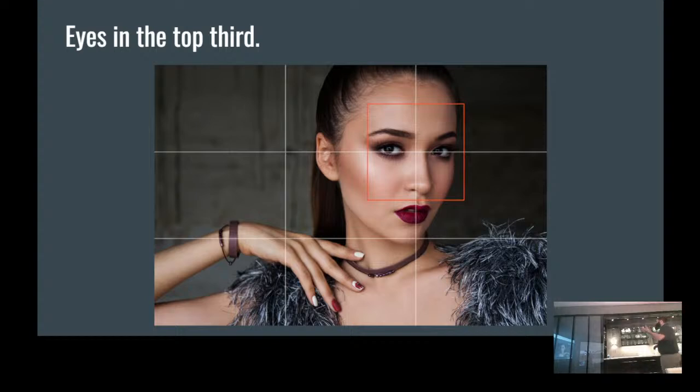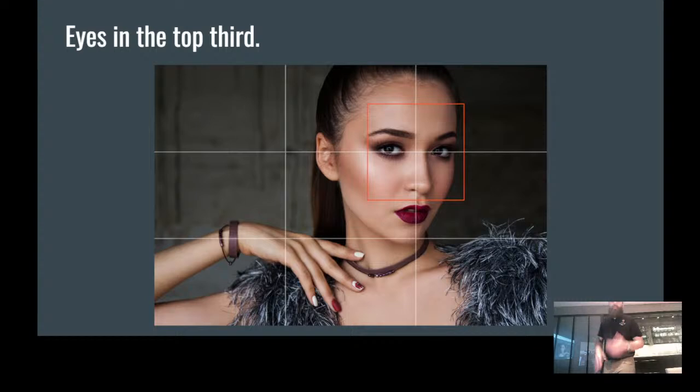By keeping the eyes in the top third of the image, it's a natural way for us to look at a portrait. When we look at our body, the eyes are in the top portion of our head, or just in the top portion of our whole body. We have our head here, from there our chest, and then from there our legs. So if we keep the eyes within the top portion of the image, it's a natural indication for the person looking at your image to go from top to bottom.